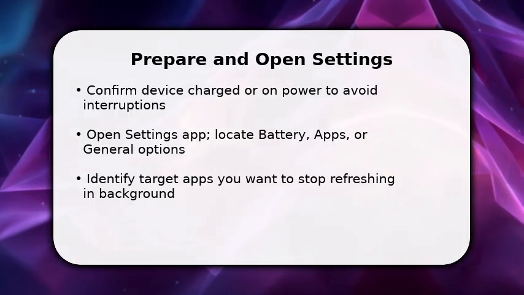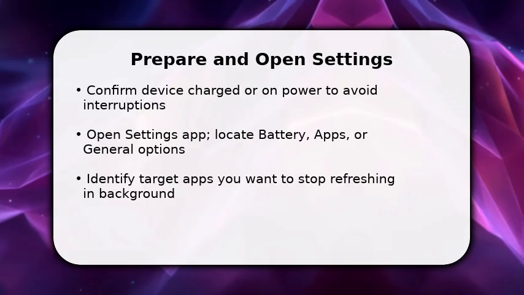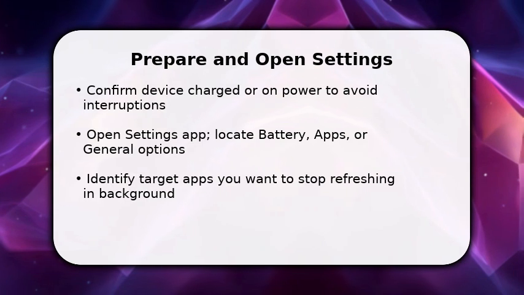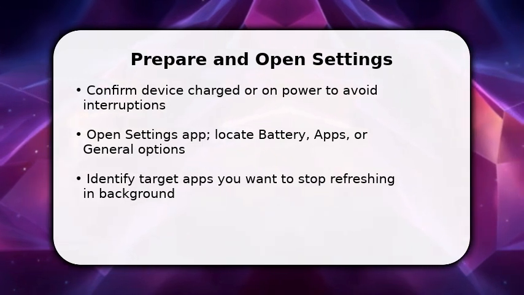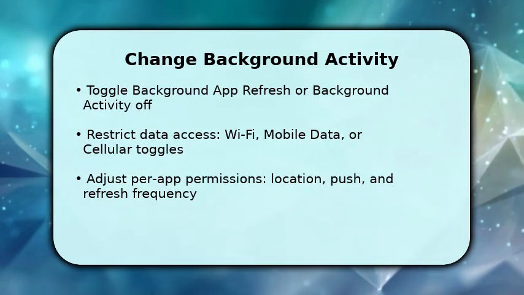Once you tap an app, prepare to change its background refresh or permissions. Make sure notifications are visible so you can verify changes later. Once in the app details, toggle background app refresh or background activity off. That immediately stops periodic network calls.